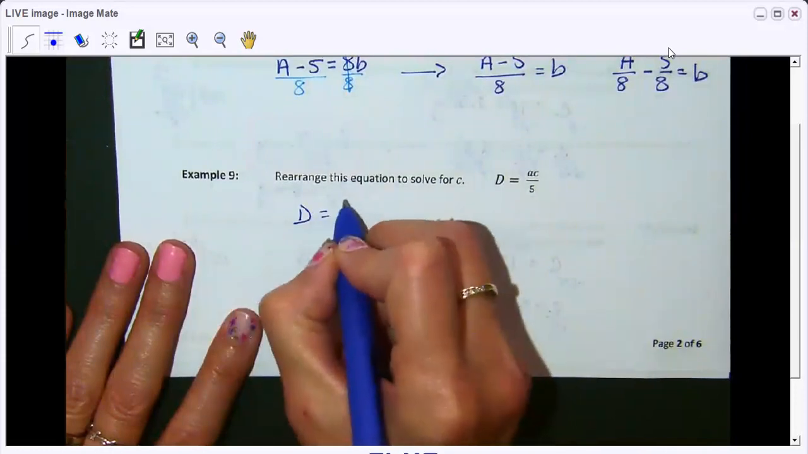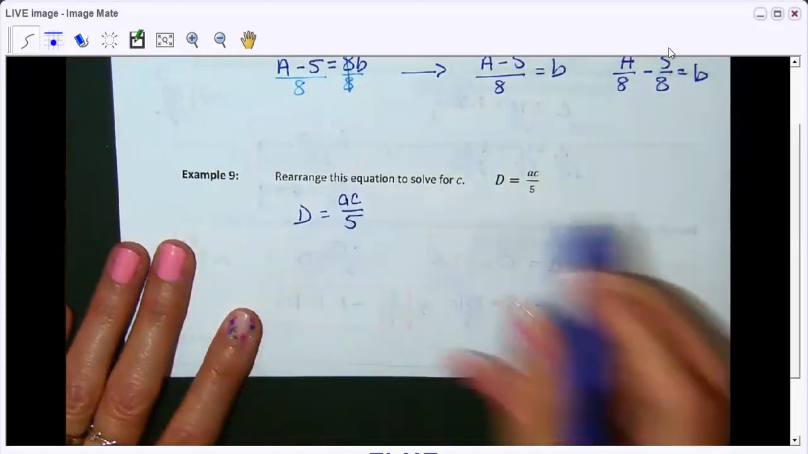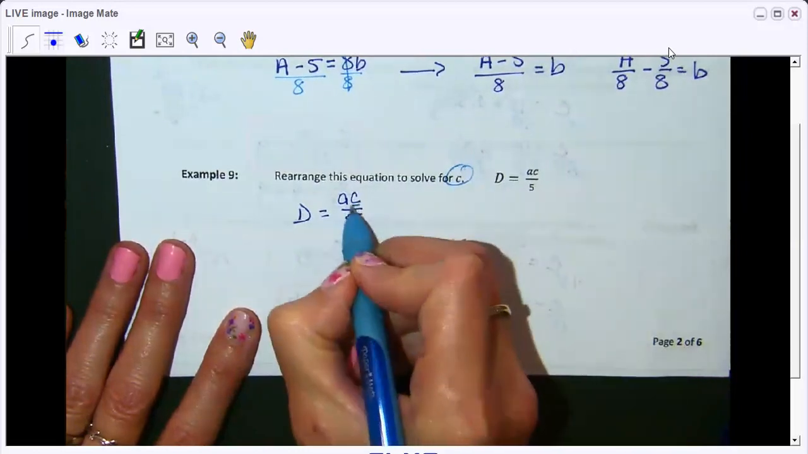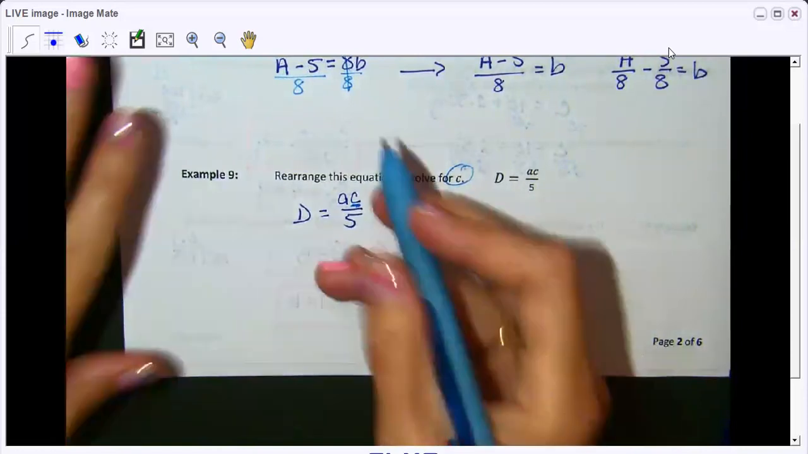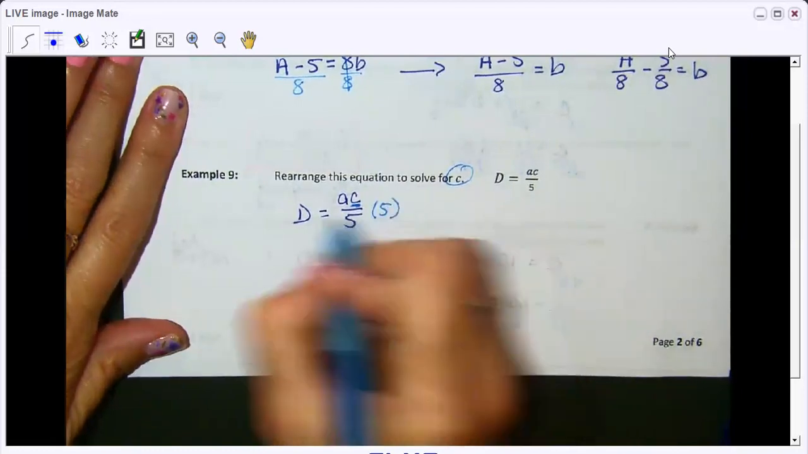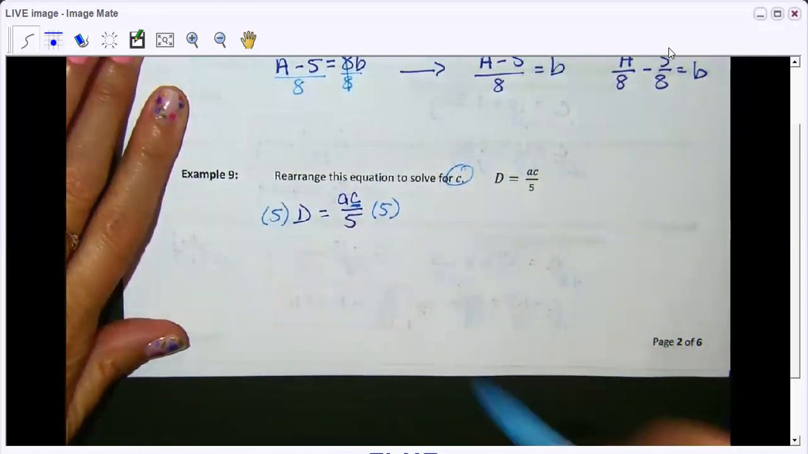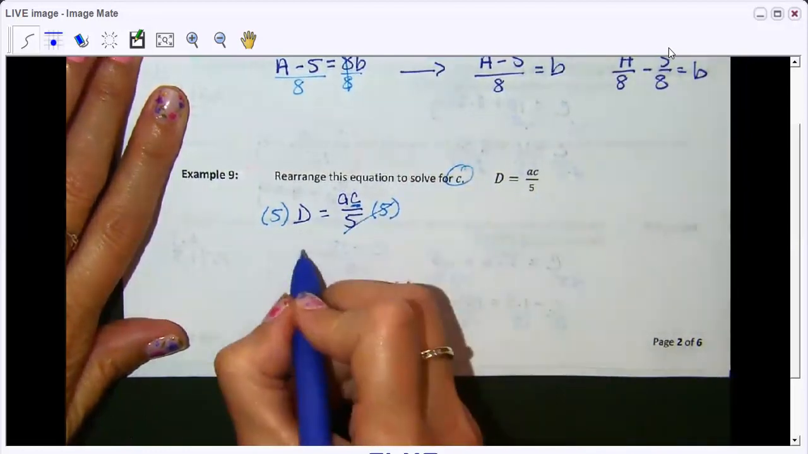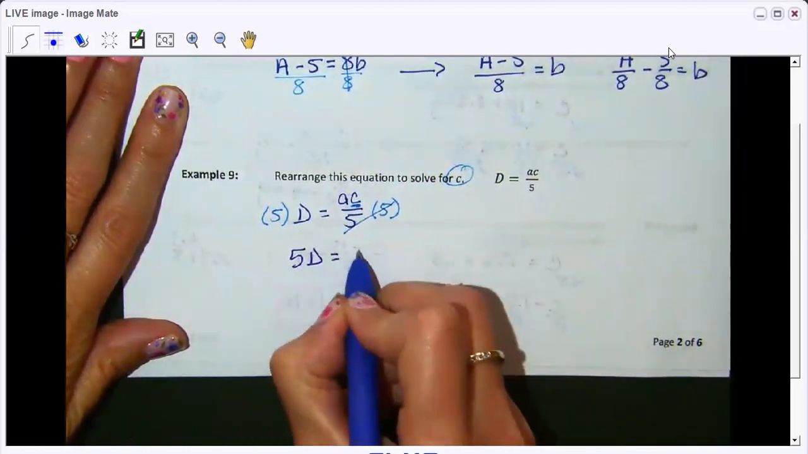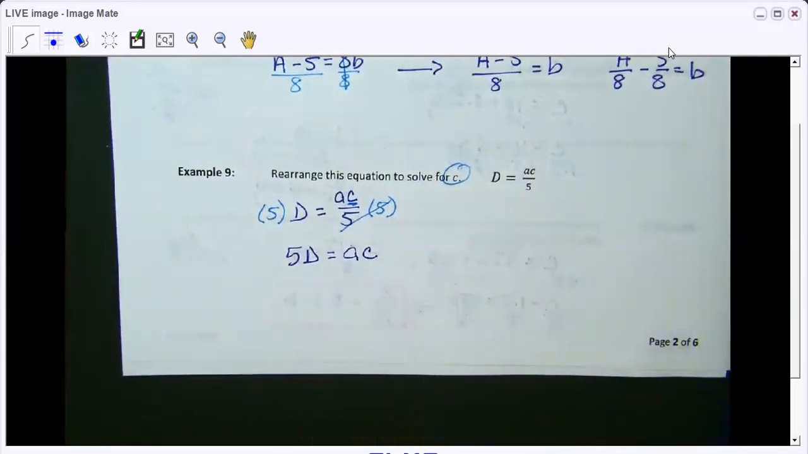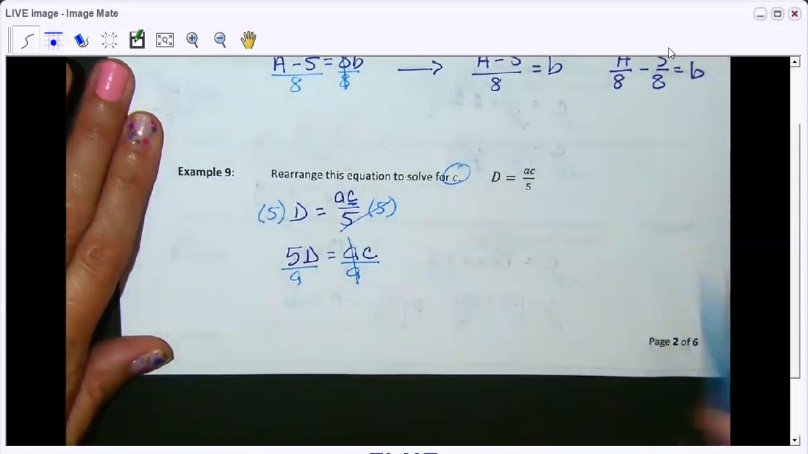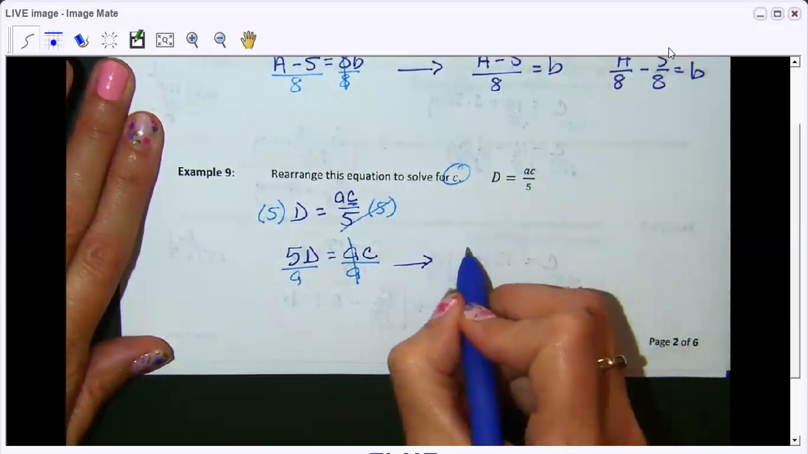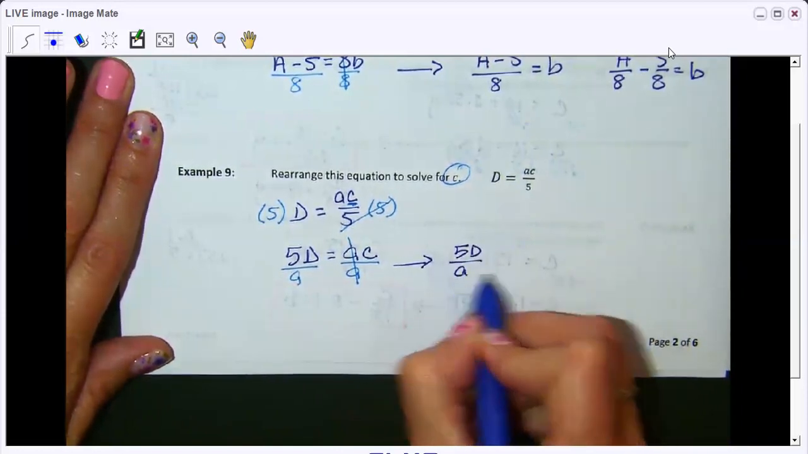D equals AC over 5. You are trying to solve for C, so your goal is to get C by itself. We would need to do what first? Multiply both sides by 5 because you want to get rid of this 5. Okay, so we end up with 5D equals AC. Next, we divide by A. So then our final answer is 5D over A equals C. Thank you, Caleb.